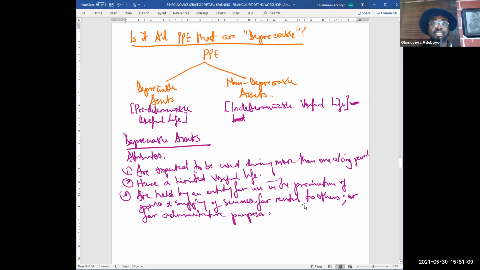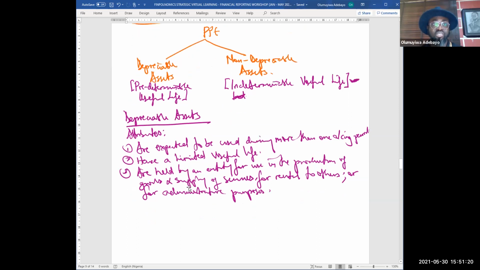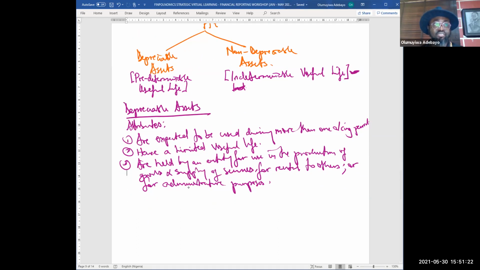Okay, these are the critical attributes of a depreciable asset. And that is key. Now, another key thing we need to look for is the useful life, which I've discussed also earlier. When we say useful life, we mean one of these.